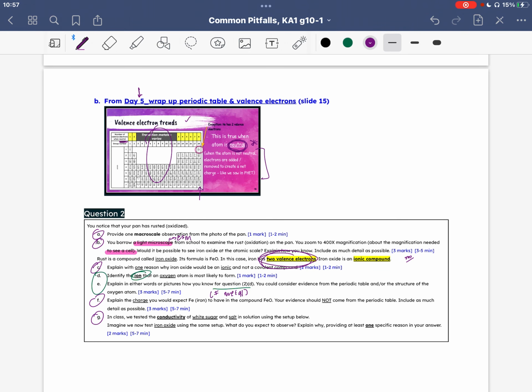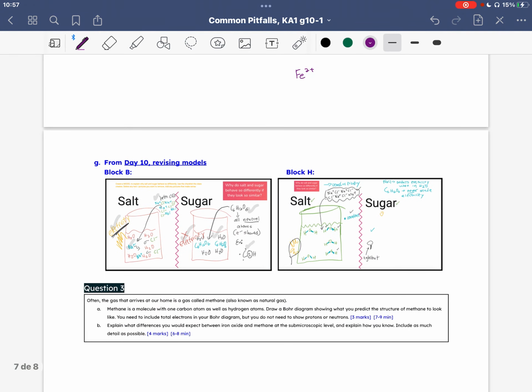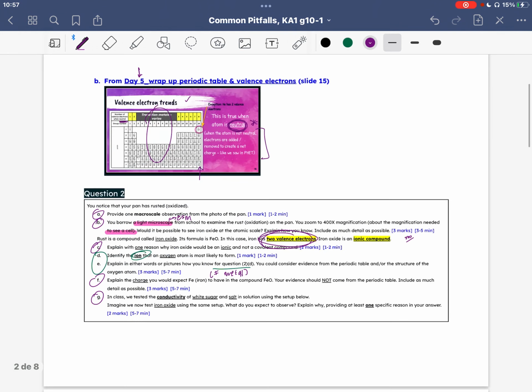All right, G, the conductivity. I'd say the biggest thing that was missed here was, I'm actually going to go back to the question for a second. The biggest thing that was missed here was what do you expect to observe? Some people said it would conduct electricity. That's an inference. How did I know it was conducting electricity? I would observe the light bulb light up.